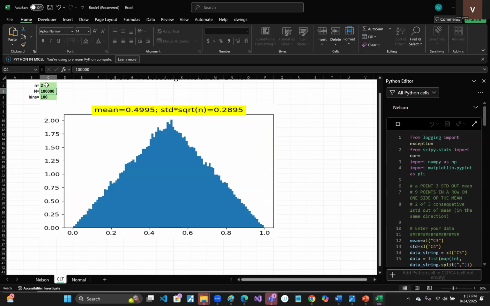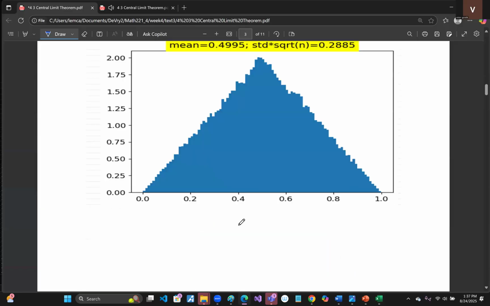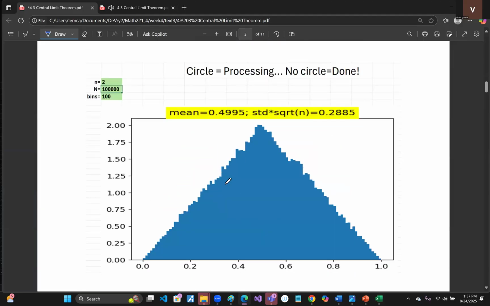We see that the distribution is not uniform anymore. It has a triangle shape. The area is equal to 1. The average of the averages is 0.5. The standard deviation of the averages is less than the standard deviation of the original distribution. Why for size 2 do we have a triangle distribution?